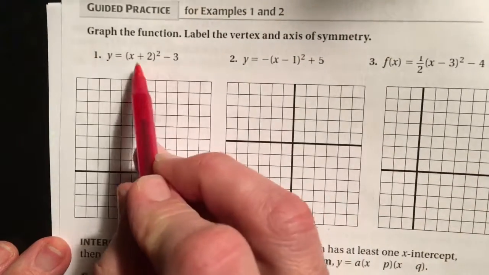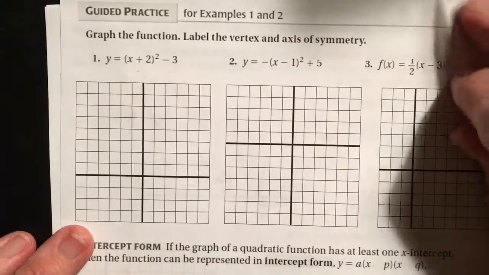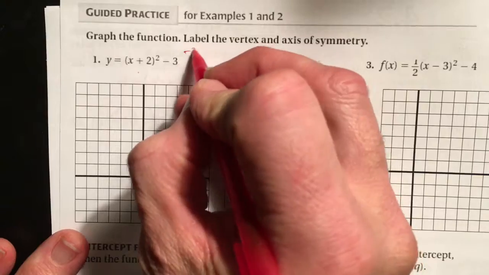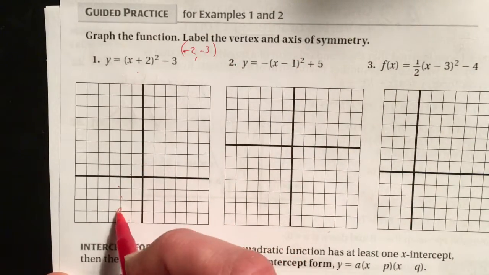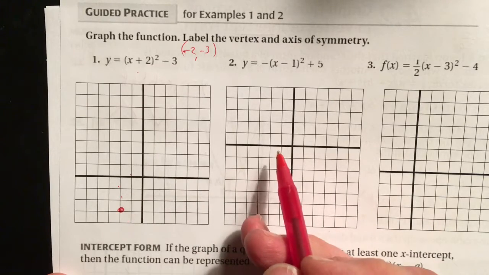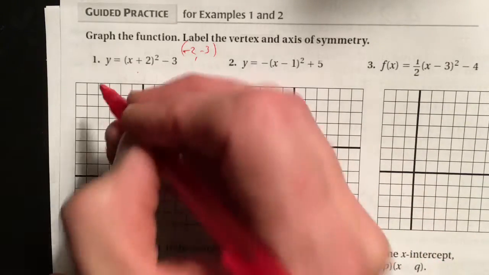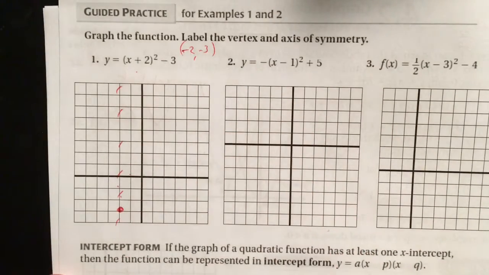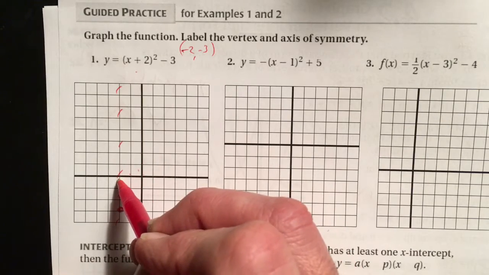Again, they're vertex form, judging by the way they look. They're not standard form. Again, my vertex here will be -2, -3. So 1, 2, 1, 2, 3. And start picking some values. By the way, don't forget to mark the axis of symmetry. That's one of those things I forget a lot. Here we go. So this is -2.